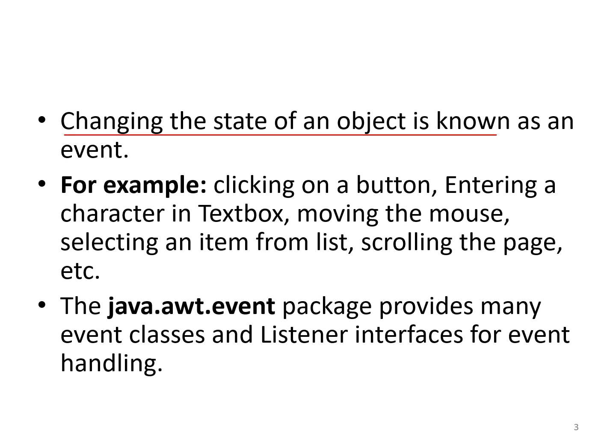So basically when you click on a button or any other component, when the state is changed, it is called an event. For example, clicking on a button, entering a character in the text box, moving a mouse, selecting an item from the list, scrolling a page are examples of events.